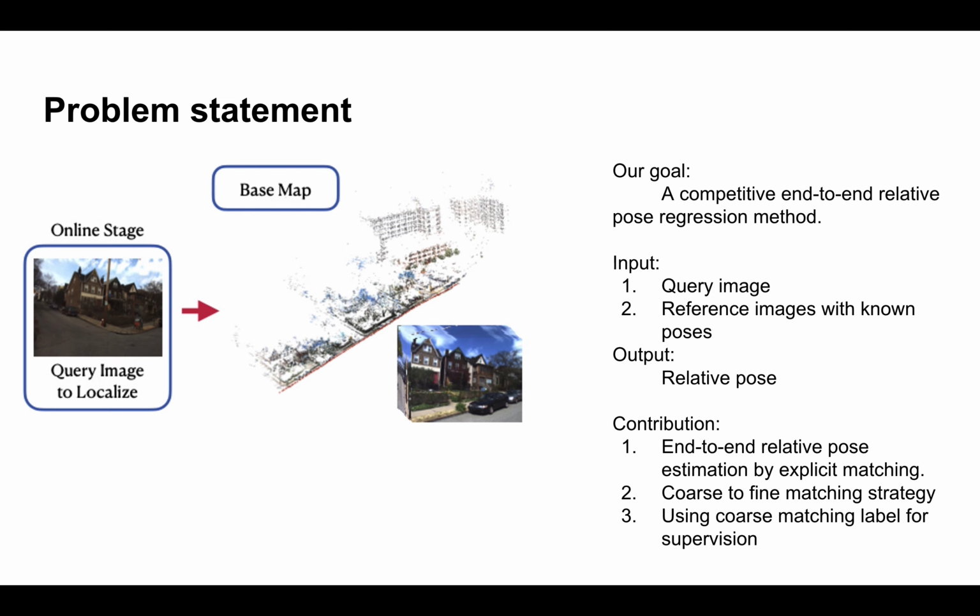Our goal is to come up with a competitive end-to-end relative pose regression method. Basically, the input is a query image and a reference image with known pose, and we're trying to estimate the relative pose of the query image to the reference image. The potential contribution of this project is an end-to-end relative pose estimation method using explicit matching, proposing a coarse to fine matching strategy. And we're going to use coarse matching labels for supervision.